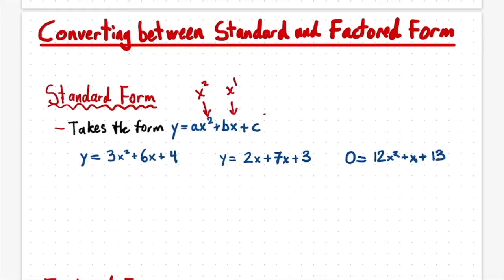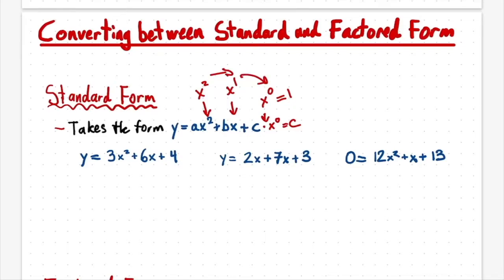And right here, it doesn't really seem like there's an x here, but we could think about this as x to the 0, because anything to the power of 0 just equals 1. So c times x to the 0 would just equal c. So the powers are decreasing every single time, and that is what makes this a standard form of a quadratic.